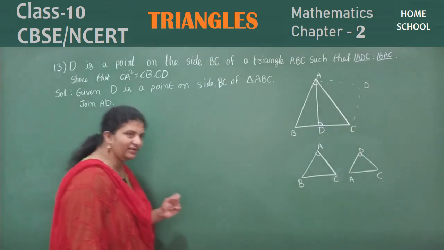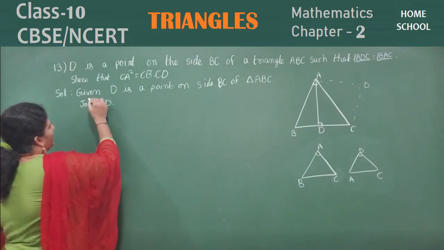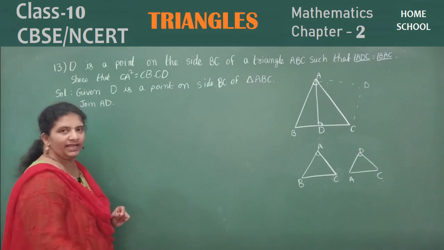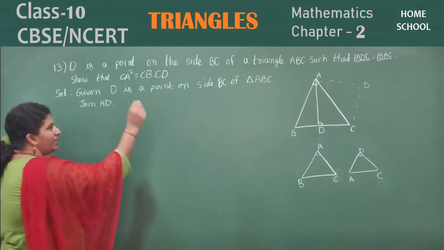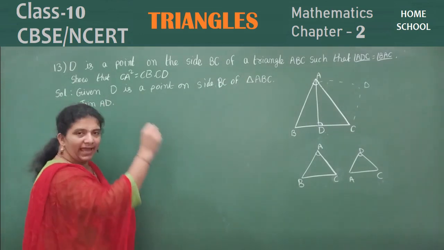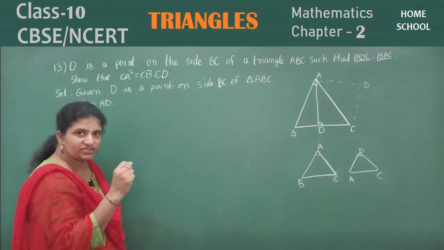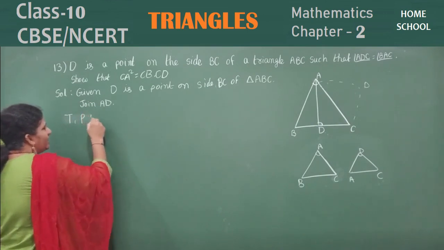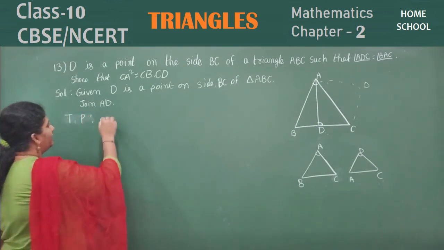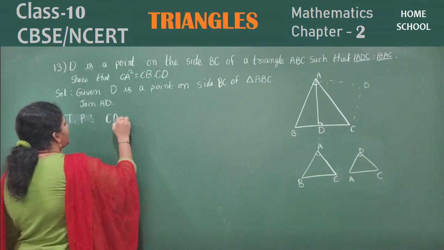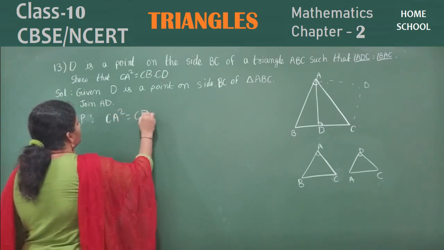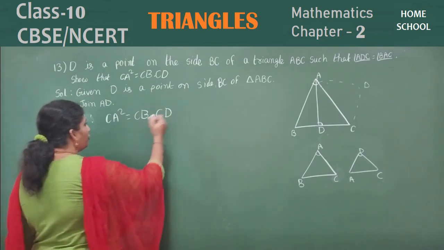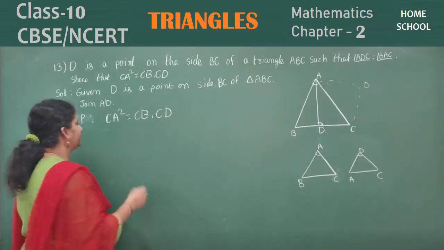Okay, let's start here. Given: D is a point on side BC of triangle ABC. Join AD, mark a point D and then join AD. You need to write this join in the construction part. Okay, what do we need to prove here, children? We need to prove that CA square is equal to CB into CD. Let's see how later.